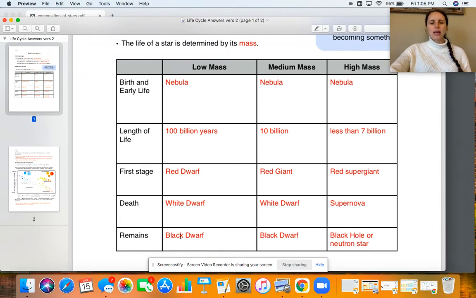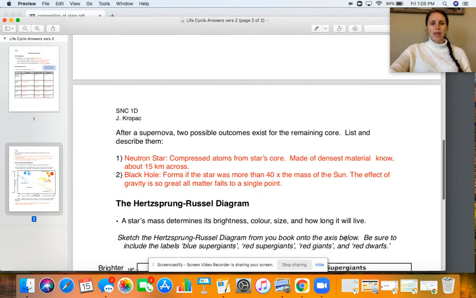So for a low mass star, we have just what we call a black dwarf left. For a medium mass star, we call it a black dwarf. And for a high mass star, it's so big and it's left behind so much matter, we call it either a black hole or a neutron star. So high mass stars can form either a black hole, which you might have heard of before, or a neutron star. Let's look a little bit at the difference between a neutron star and a black hole.